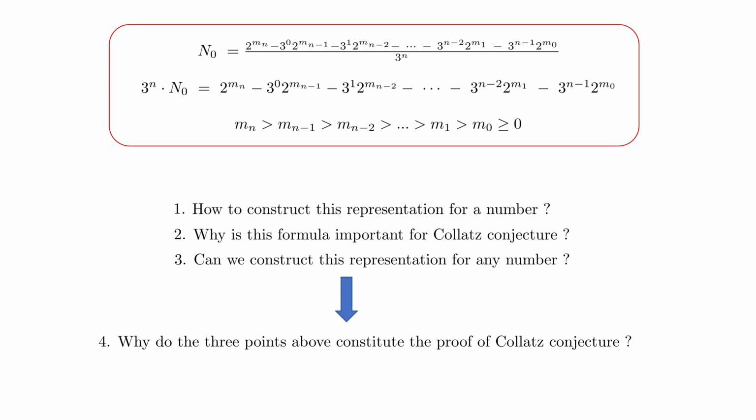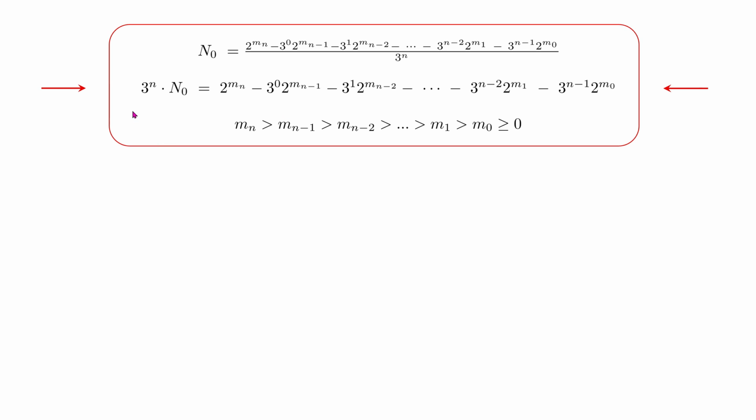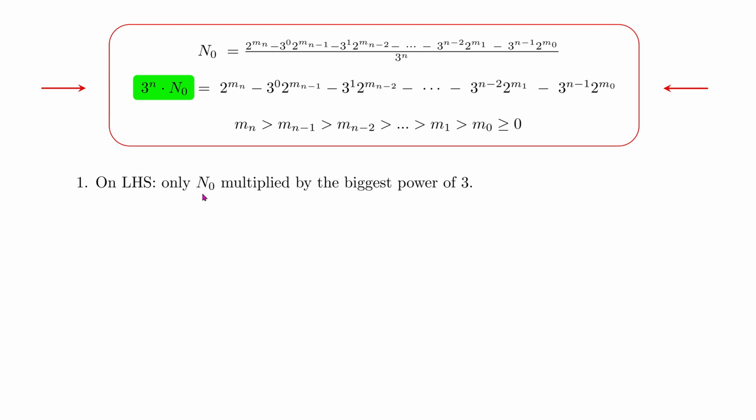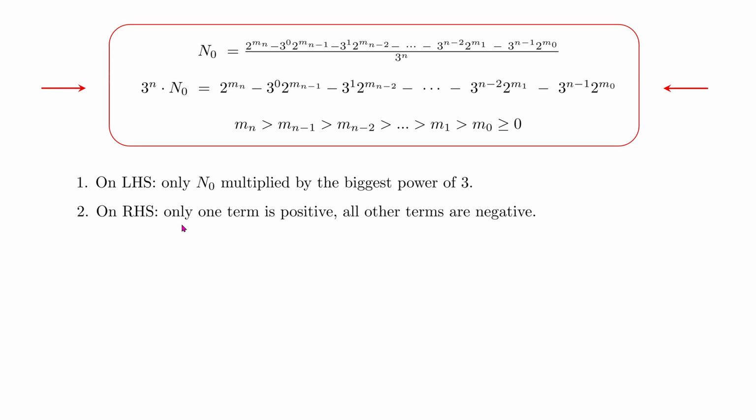Let's check what are some special characteristics of this formula. We will comment on the second line pointed here by arrows. On the left-hand side, we have only our initial number n0 multiplied by the biggest power of 3. On the right-hand side, we have only one term positive and all other terms are negative. This one is positive and all other terms are negative. Powers of 3 are increasing by 1, as we can see here, here, here, and here. This is the biggest one.